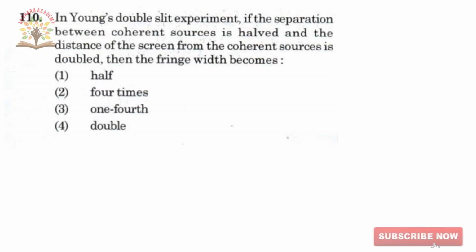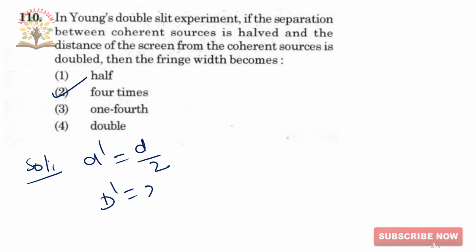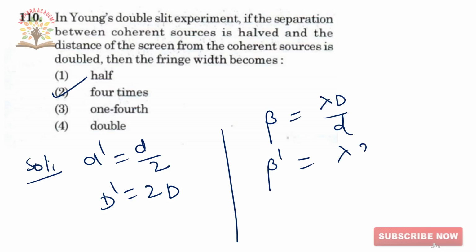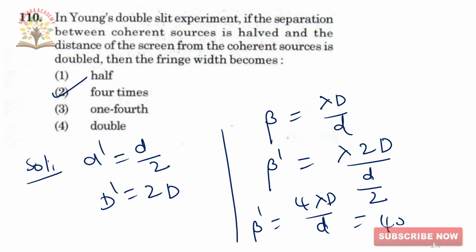Direct option is 4 times the beta here. This is the correct option. Now we'll write the solution for this. d dash is equal to d by 2, capital D dash is equal to 2D, and then beta is equal to lambda D by d. Beta dash is equal to lambda 2D by d/2, so beta dash is equal to 4 lambda D by d, that is equal to 4 beta. So 4 times. That's why the second option is the correct option. Option 2 is the right answer.